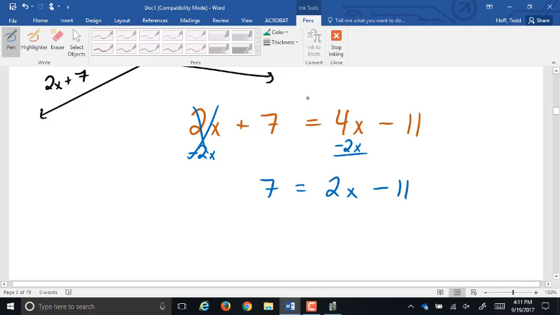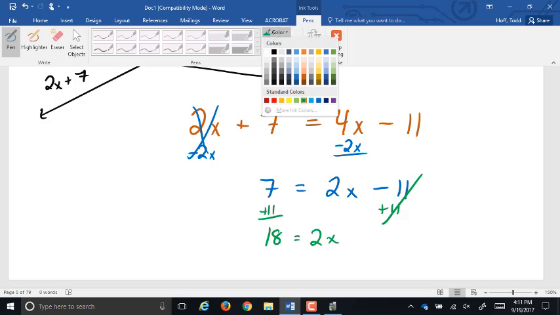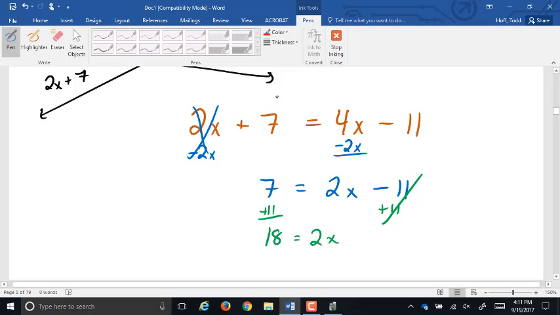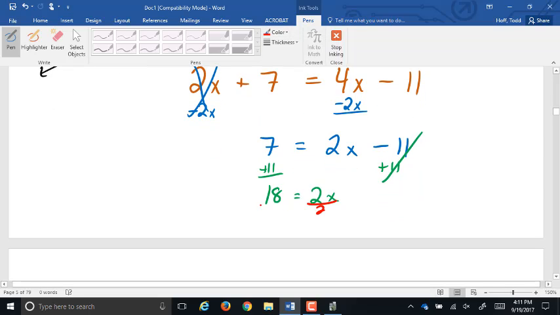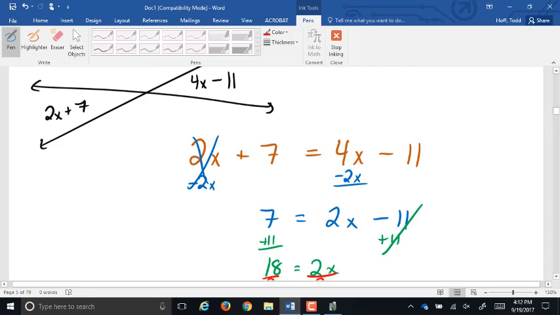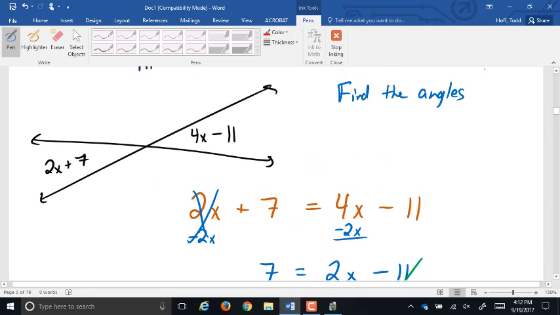Now from there, what do we do to solve? Add 11. So 18 equals 2x. And then divide by 2. Good. So 9 equals x. All done? No, what do we have to do yet? Plug in the x value to find the angles.